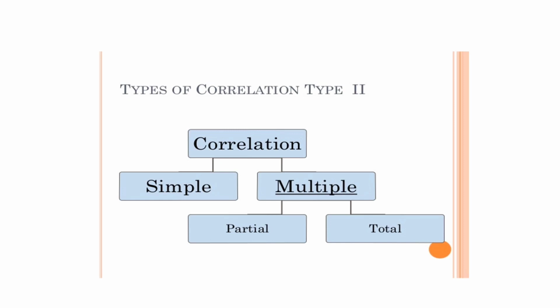For example, relationship between price, demand, and income. So if we are taking three variables, but at one time we are studying the relationship between price and demand only, considering the income as a constant factor, as a constant variable, then that kind of relationship is partial correlation. But in case of total correlation, we study the relationship among three or more variables at one time. We consider all the variables.